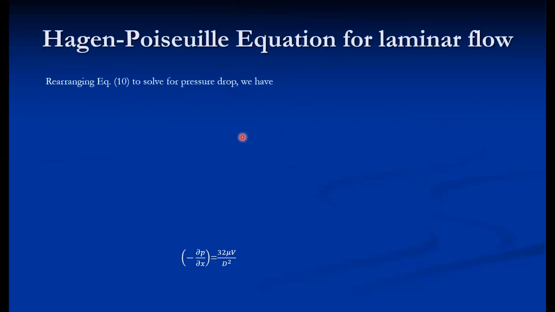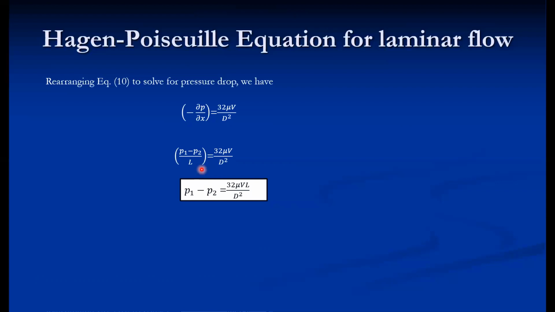So we rearrange this equation. Minus ∂P by ∂x we take on one side, 32 mu V by D square. So minus ∂P by ∂x can also be written as (P1 minus P2) by L, that is equal to 32 mu V by D square. Or P1 minus P2 is equal to 32 mu V L by D square. This is a famous equation which is called the Hagen-Poiseuille equation for laminar flow in a circular pipeline.